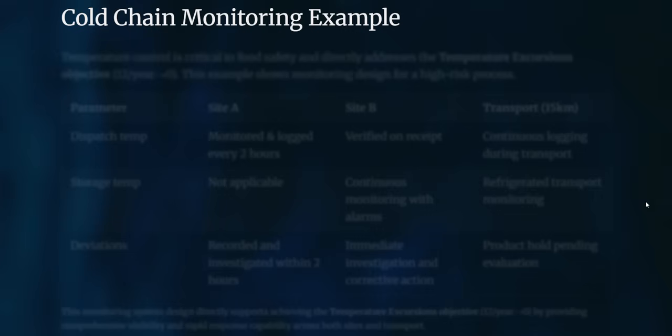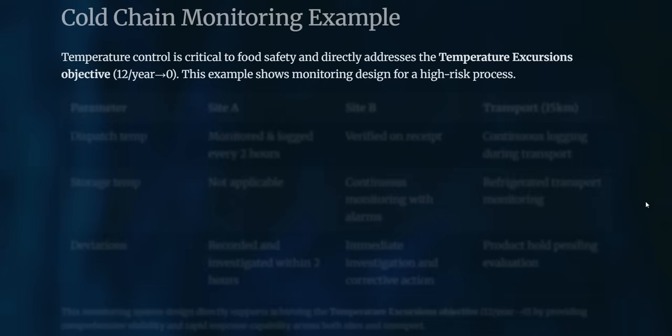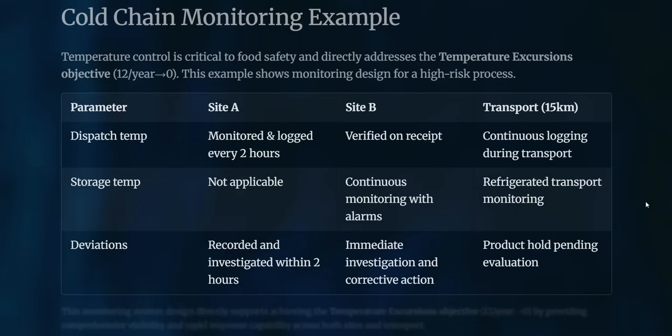Cold chain monitoring example. Temperature control is critical to food safety and directly addresses the temperature excursion objectives. Currently, our objective is to eliminate the 12 incidents we had from the previous year to zero. The following example will show monitoring design for a high risk process and how we can eliminate those excursions.